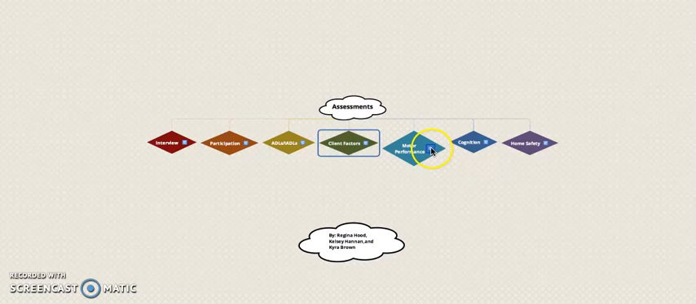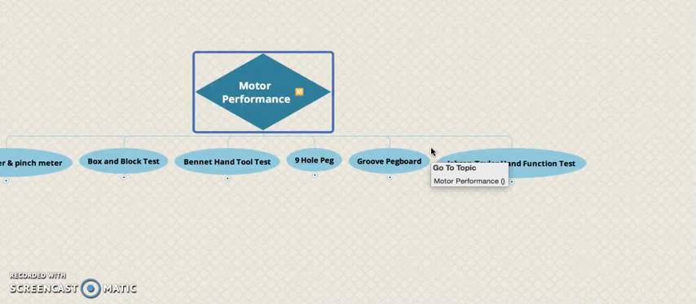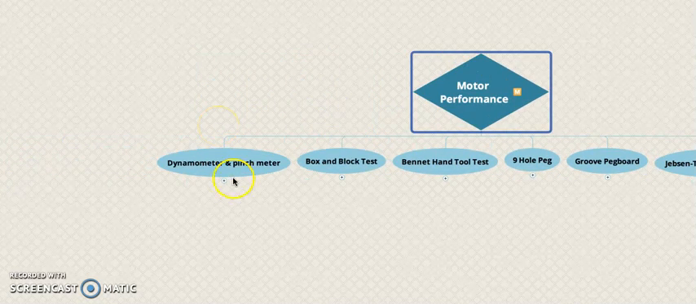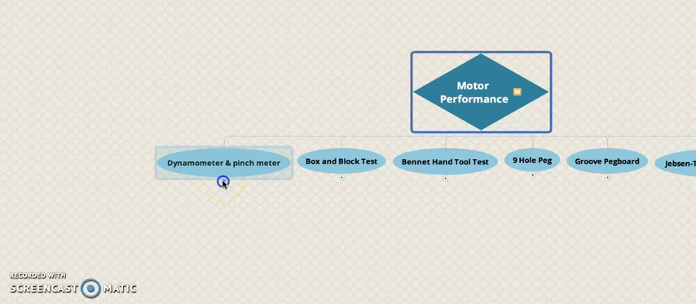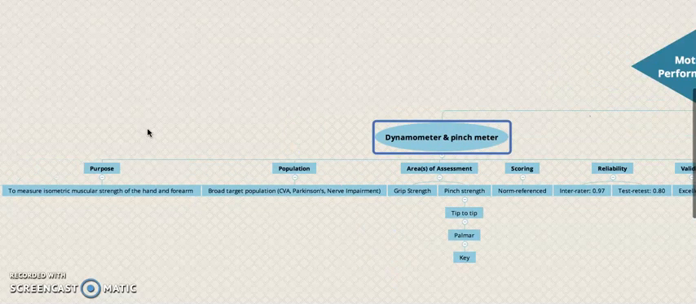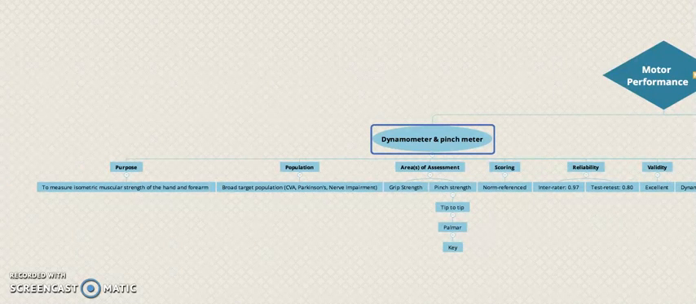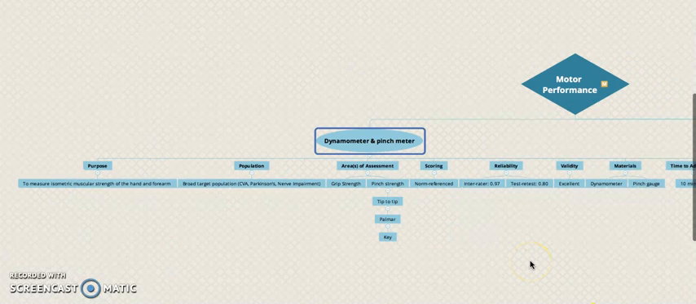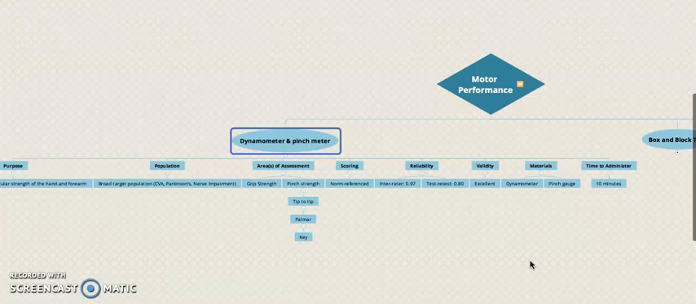Next, we'll be going over motor performance assessments. For the first motor performance assessment, we're going to look at the dynamometer and pinch meter. The purpose of this assessment is to measure isometric muscular strength of the hand and forearm. The population typically used is pretty broad, including CVA, Parkinson's, and nerve impairment. You will be testing grip strength and pinch strength.